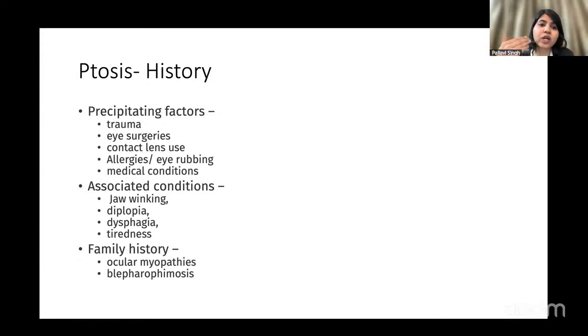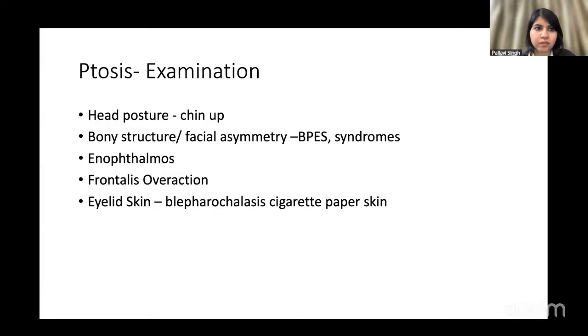And then, of course, you have to ask for associated conditions, like whether the patient has any double vision, any jaw winking, any problems in eating, or any worsening with tiredness. And of course, you also have to ask about any family history of blepharophimosis or ocular myopathies. So that completes our history taking for ptosis.